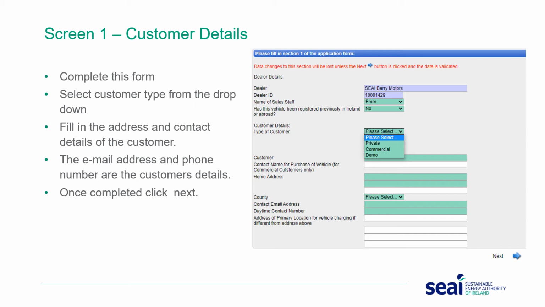The dealer and the dealer ID are auto-populated. Then select the name of the sales staff who's dealing with this application. For the question, has this vehicle been registered previously, the answer must be no. This grant is only for new vehicles registered for the first time. Then select the customer type, whether it's private, commercial or demo.